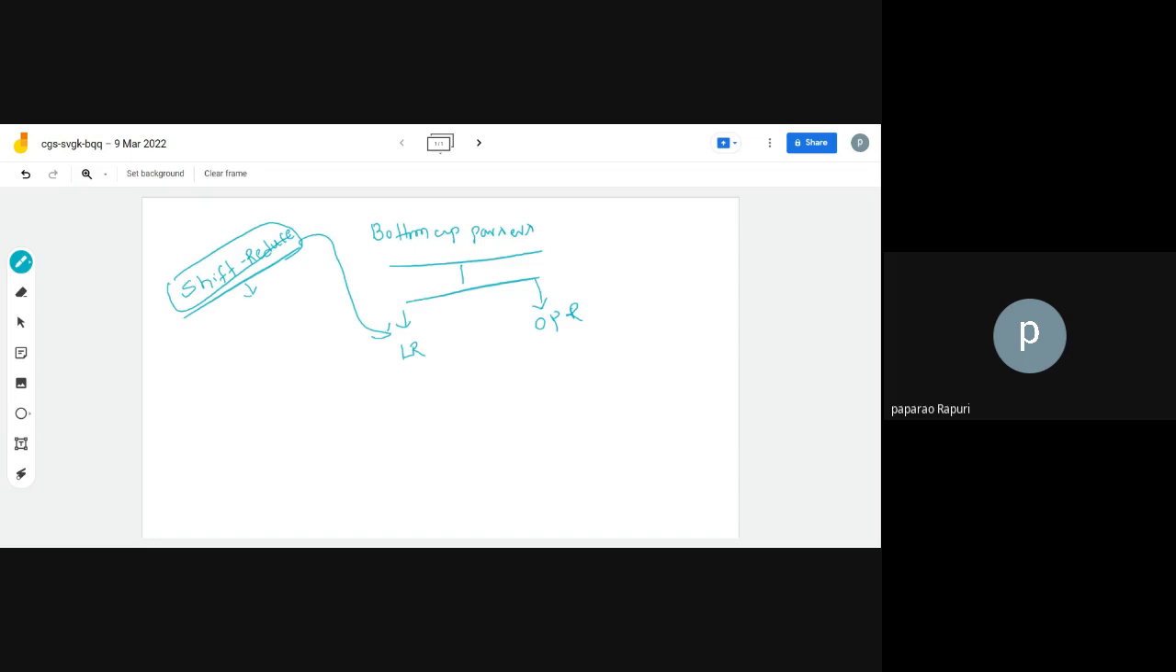In shift reduce parsers, we mainly have four operations: shift, reduce, accept, and error. We discussed some problems about shift reduce parsers in the previous class. Today I am going to move to LR parsers.